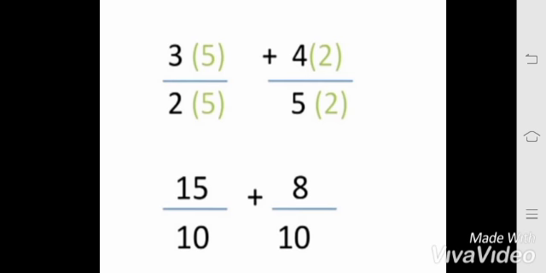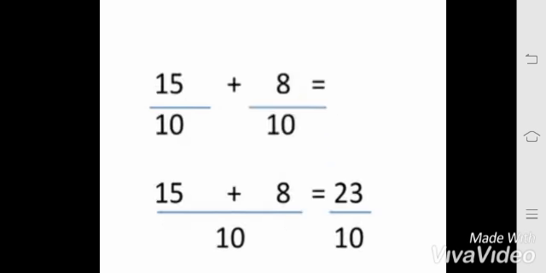Now since you have the same denominator, you can add the top, which is 15 plus 8, and keep the denominator. So 15 plus 8 is 23, and keep the same denominator, which is 10, and that's how you add fractions.